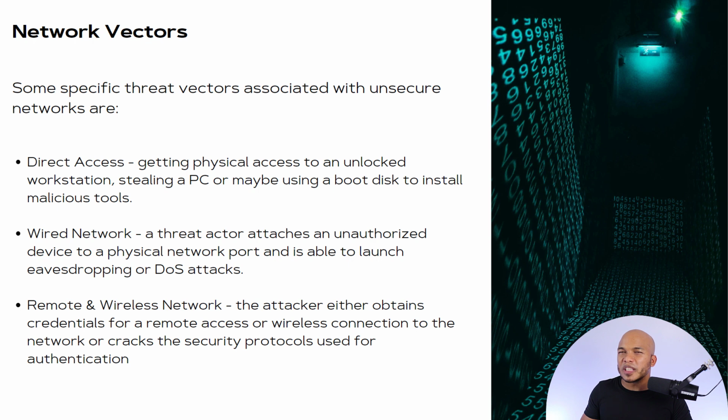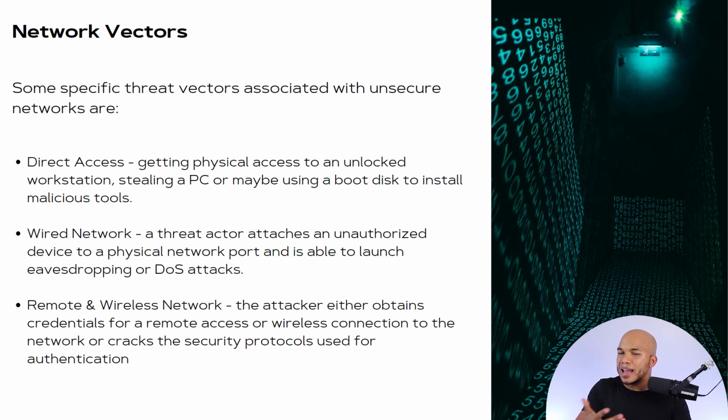So let's talk about some specific threat vectors associated with unsecure networks. We do have about 7 of them. The first one here is direct access, right? So getting physical access to an unlocked workstation, stealing a PC, or maybe even using a boot disk to install malicious tools. This would be an example of direct access to a network.